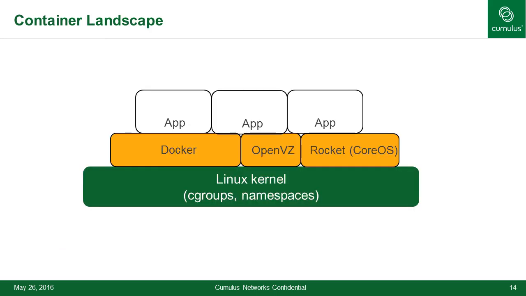The container landscape, if you look at the architecture, is that the Linux kernel provides two fundamental constructs called cgroups and namespaces. Those two fundamental constructs are what Docker, OpenVZ, and Rocket, which comes out of CoreOS, all wrap around and provide nice, how shall we say, simplified mechanisms to create containers. Applications run on top of one of these frameworks, which is Docker, OpenVZ, or Rocket. Docker today has most of the mind share, so whenever people talk about containers, they almost think it's Docker all the time. But there are other things going on in that space.